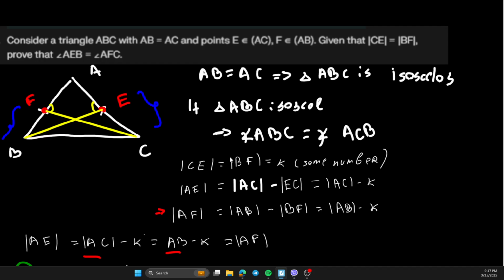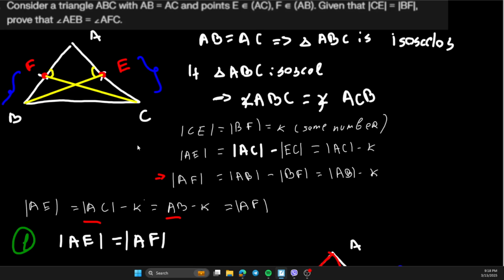Okay. Let's try to go from the beginning. Try to get through this problem and tell me where you lose, like where you stop understanding. Okay. So, at the very beginning, we're trying to prove that the angle AEB equals the angle AFC. We know it's an isosceles triangle, and we put down the numbers F and E in the middle, and then we prove that they're the same by showing that AE equals AC minus EC, or AC minus K, is the same as AF equals AB minus BF, which is also the same as AB minus K.